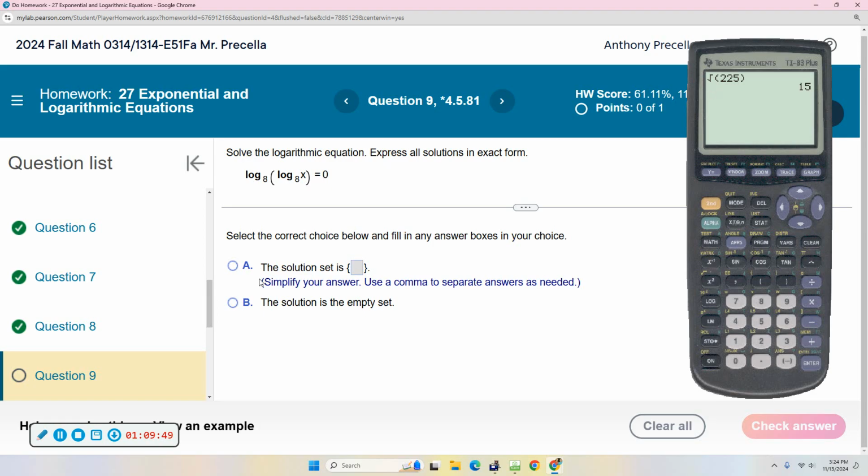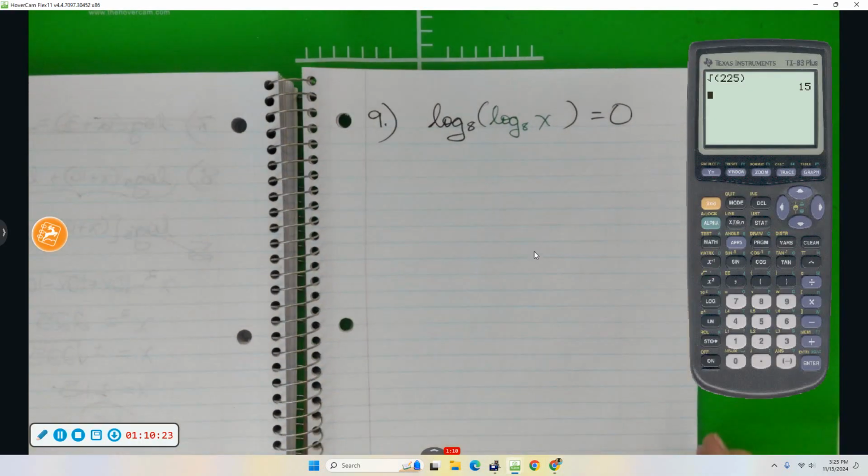Log base 8 of log base 8 of x is equal to 0. Do y'all see how this differs from the other ones? It says log. It's not plus. It's not log plus or minus another logarithm. Okay, it's the way that I've written it.